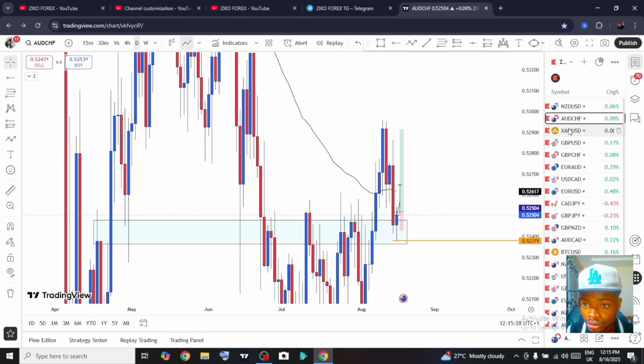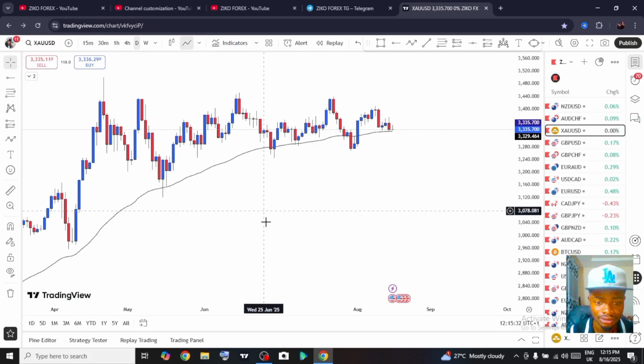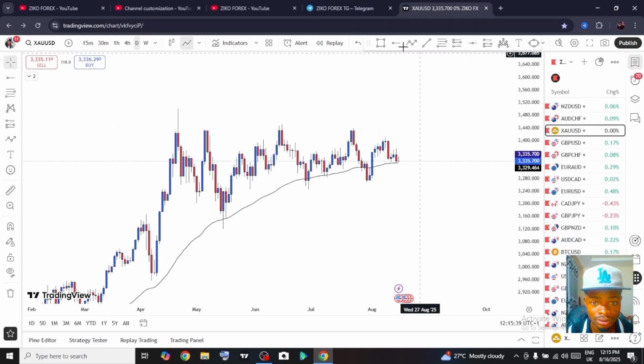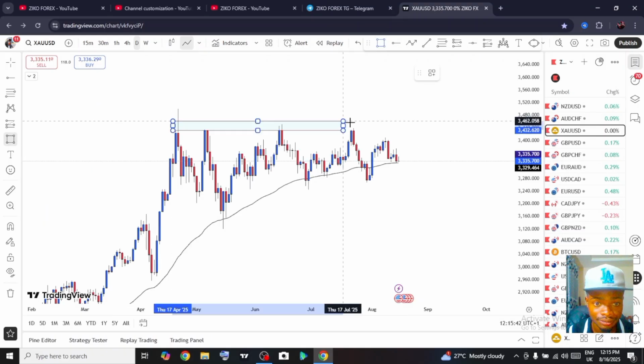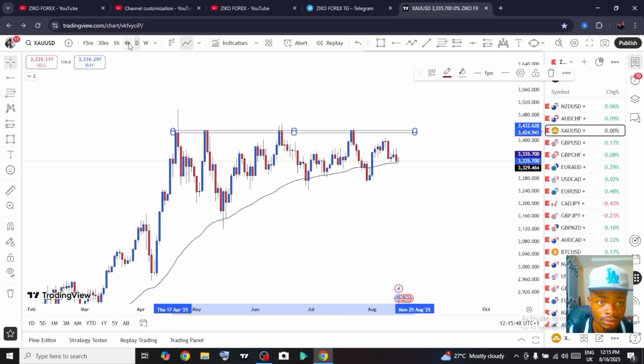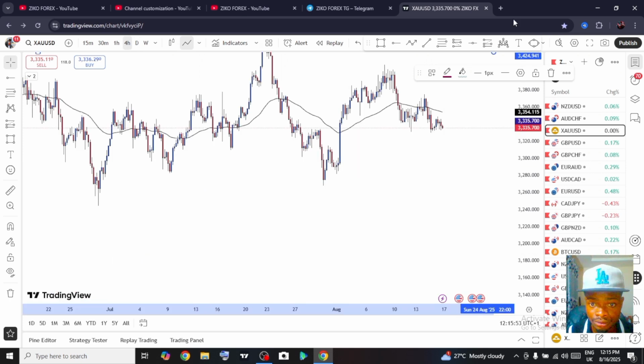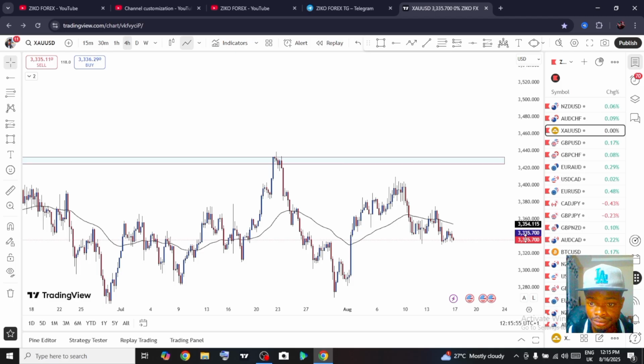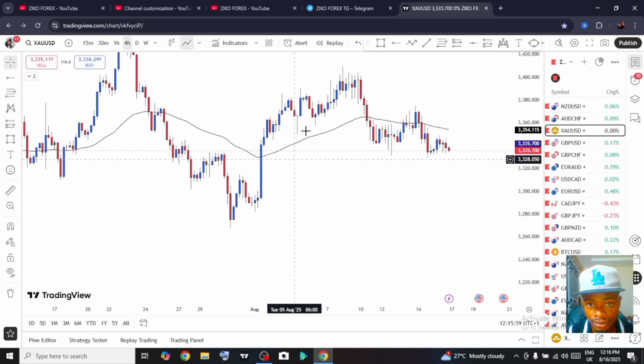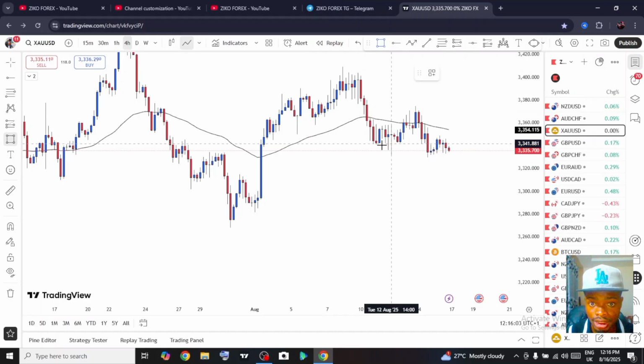Third pair, let's just analyze gold and see what we have here. I just want to see what we have on gold. Gold is slowing down. We have some major resistance around this area. 4-hour time frame is bearish. I just believe that gold might just continue bearish this week from here.